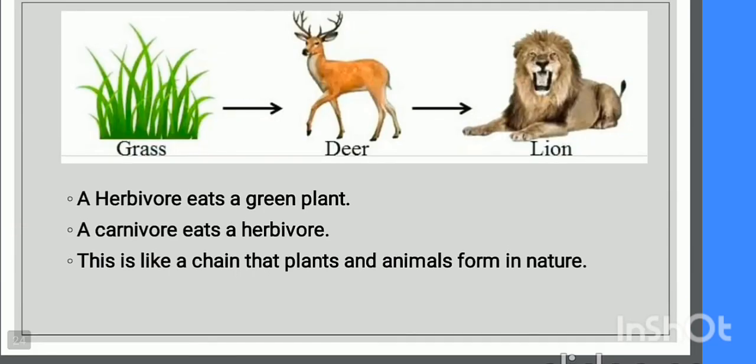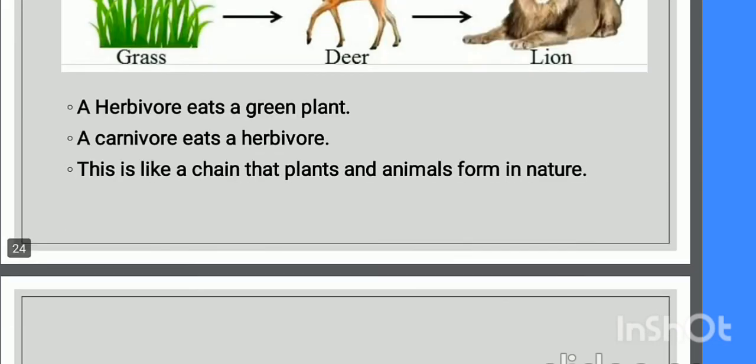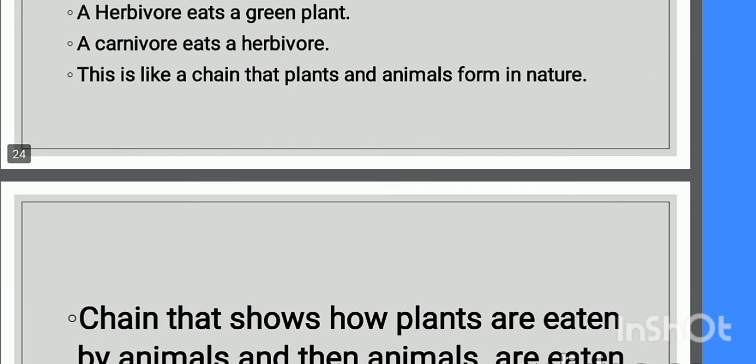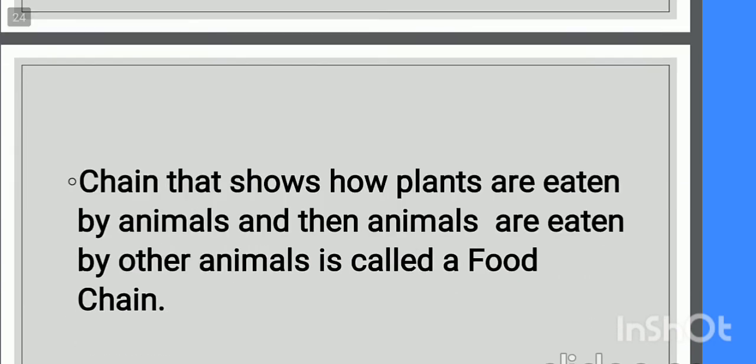So, let's take another example. As you are looking, here is grass, then deer, then lion. It means the deer depends on the grass for its food, and the deer is being eaten by the lion. So, a chain that shows how plants are eaten by animals and then animals are eaten by other animals is called a food chain.